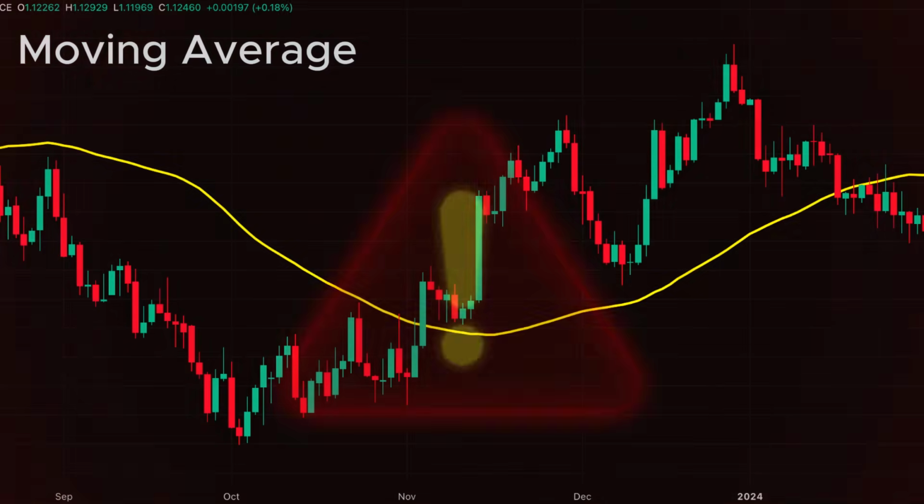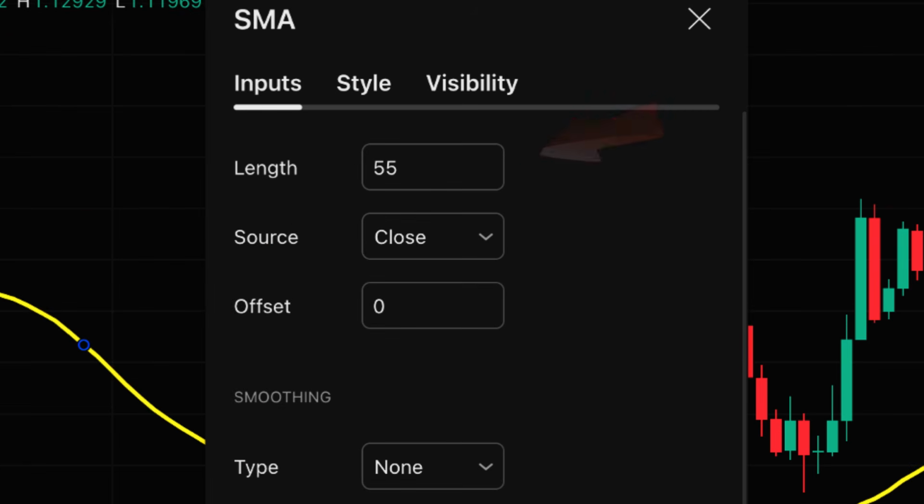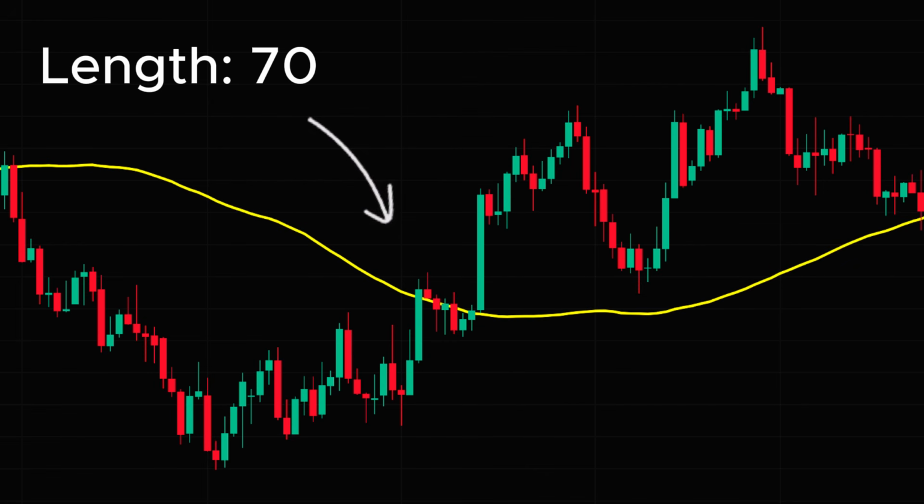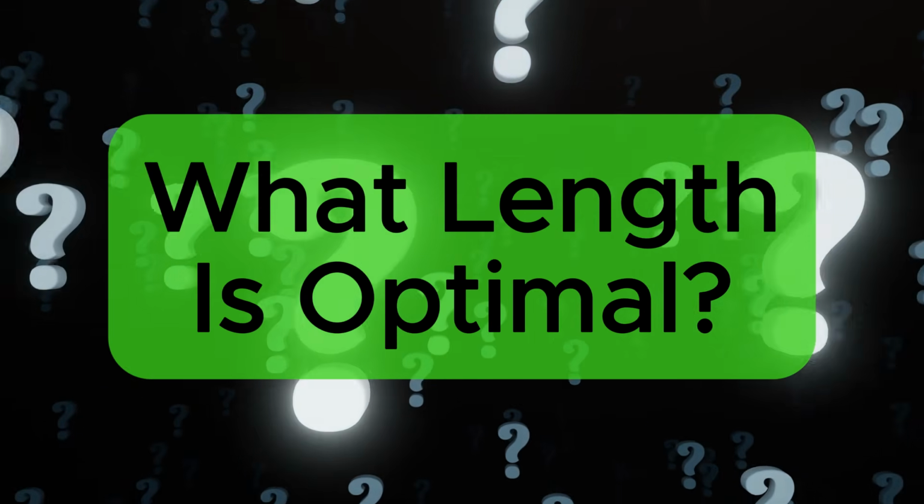Moving average has a major problem. The big challenge is setting the look-back period or length for your moving average. If you decrease the length, the moving average line gets closer to the price action, and if you increase the length, it goes farther away from the price action. So what length is optimal for your moving average?